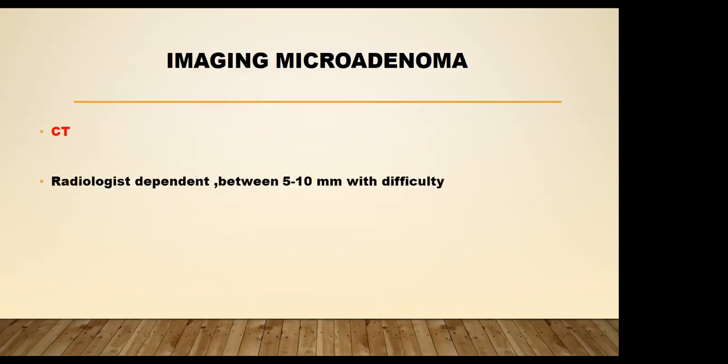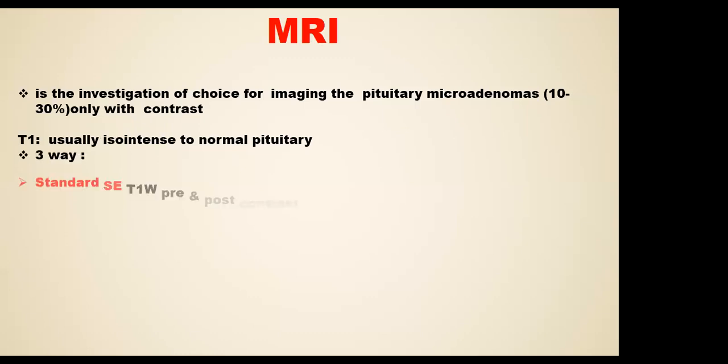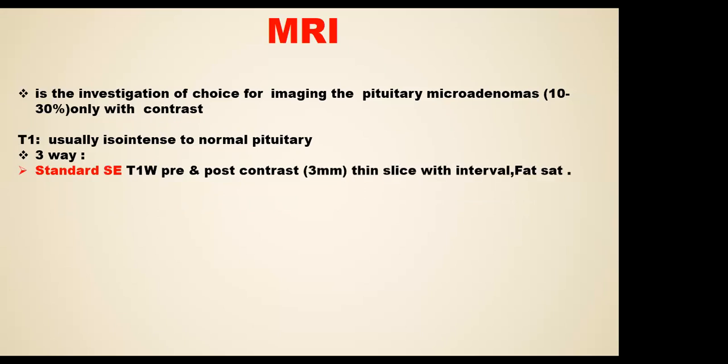Regarding the imaging, CT is very difficult for seeing the microadenoma and is radiologist dependent, but MRI is the gold standard and the investigation of choice for pituitary microadenoma; about 10 to 30% are only seen with contrast. In T1, the microadenoma is isointense to the normal pituitary gland, and there are three ways to see it. First, spin echo T1 pre and post contrast, with 3 millimeter thin slices with interval and fat saturation to suppress other signal from the clivus and surrounding area.